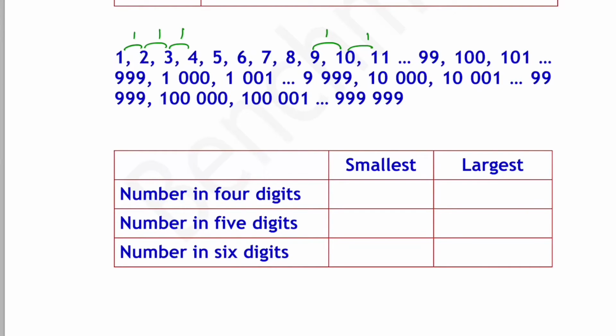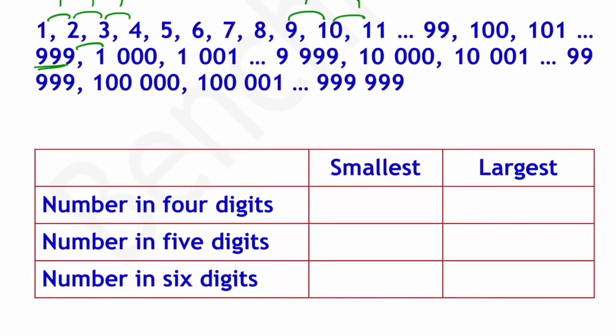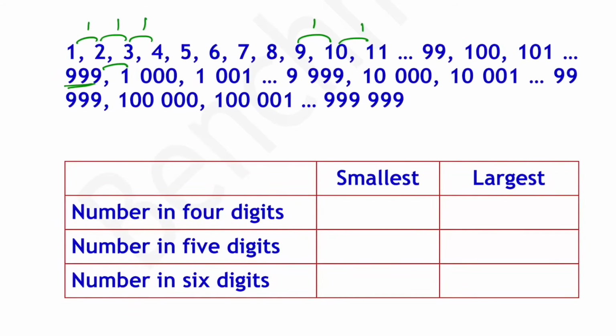So 100 will become 200, 300, and it will come up to 999 as the last number having 3 digits. So when you have 4 digits, when another gap is maintained for that number, it will become 1000. So let's enter this grid as well. So the smallest number in 4 digits is 1000.